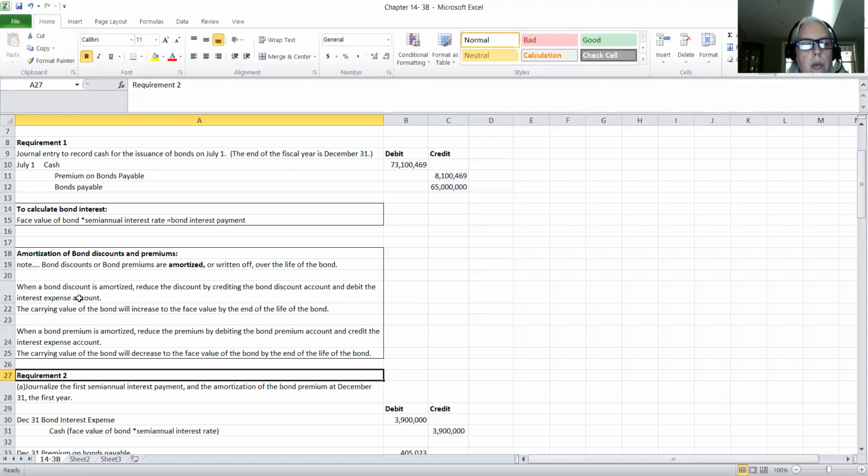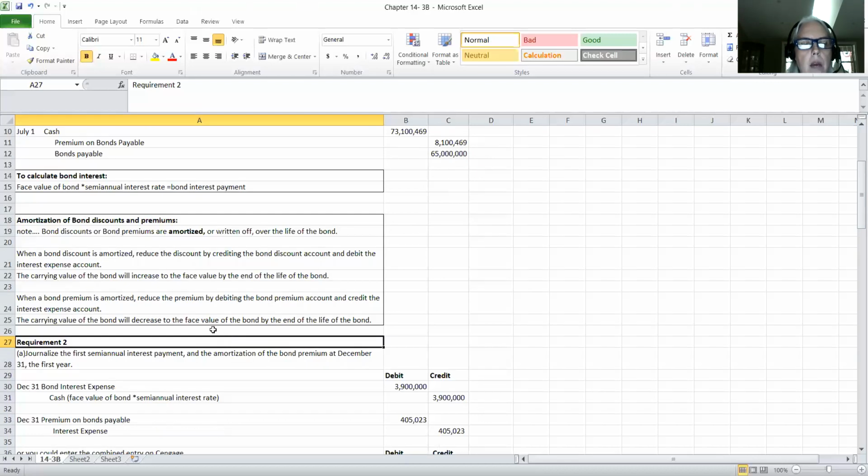Down here is a notation about what happens when there are bond discounts or bond premiums. In this problem, we didn't do a bond discount. The last problem that we did, 14-2B, had to do with a bond discount. But in this problem, we're working with a bond premium, as we've already discussed. And the reason for the premium is because we have received more cash than the face value of our bonds. When we amortize a premium, we're going to reduce the premium by debiting the bond premium account and crediting the interest expense account. It's exactly opposite of a discount.